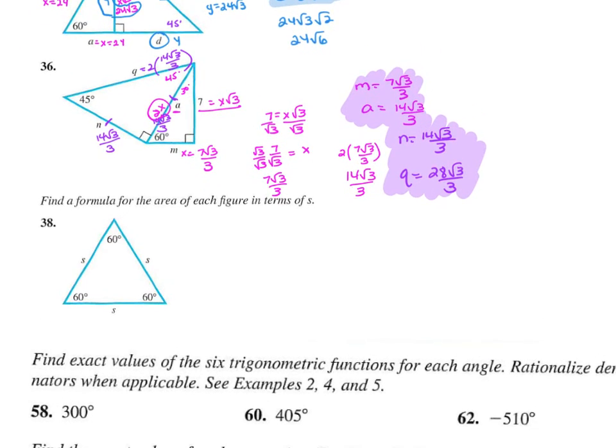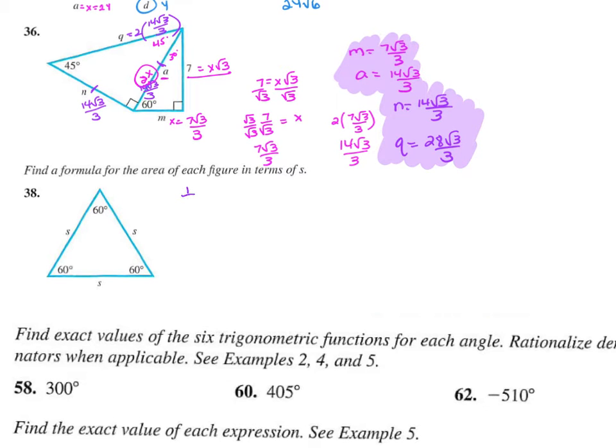For 38, this says to actually find a formula for the area of the triangle. So I know a triangle has the area 1/2 base times height. The base would be this S. The height would cut this into 2, 30, 60, 90 triangles. So if opposite the 90 is the S, right? Opposite the 30 would be 1/2 that, which makes sense because when I cut that triangle in half with the altitude, it's going to break that S into 2 parts.